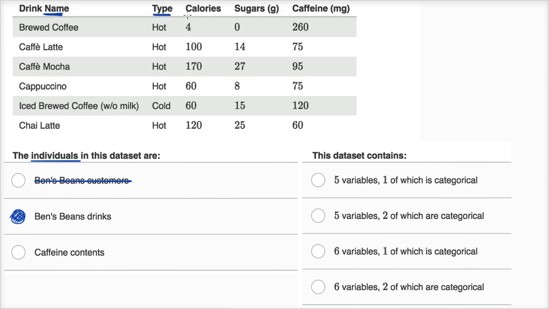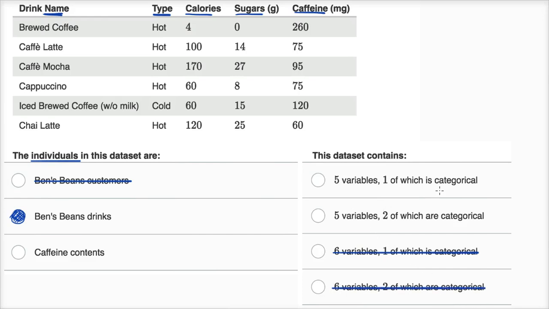They can be hot or cold. The calories are a variable. The sugar content is a variable. And the caffeine is a variable. So we have five variables over here: the name, type, calories, sugar, caffeine. So we have five variables, and we can rule out the six variable choices right over there. So we're going to rule that one and that one out.